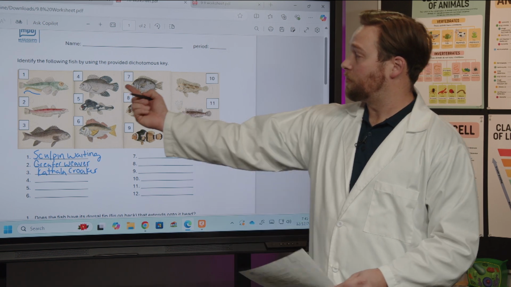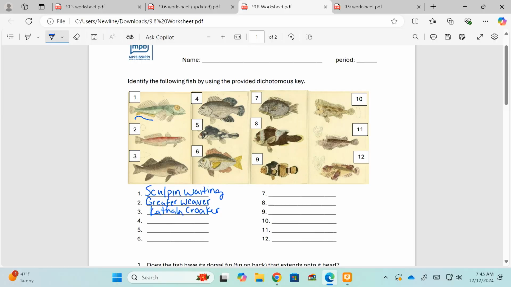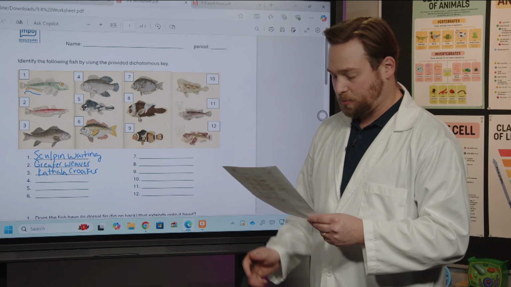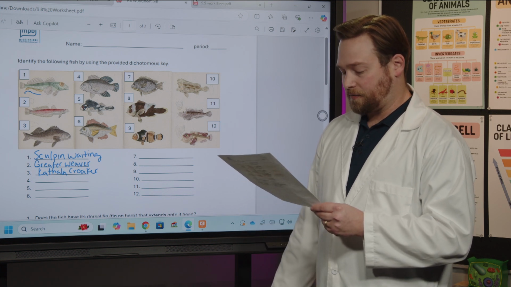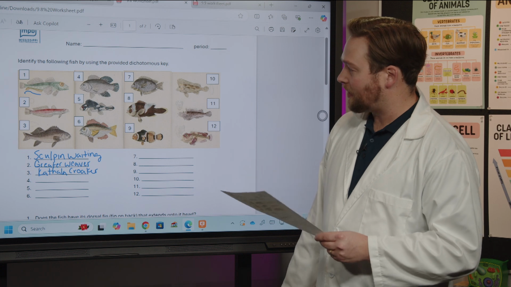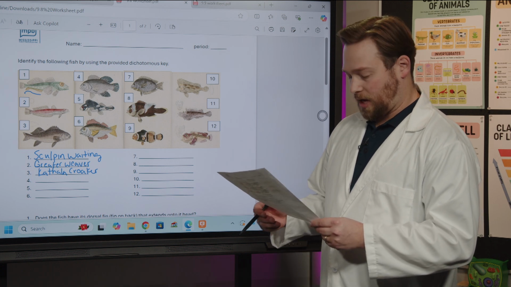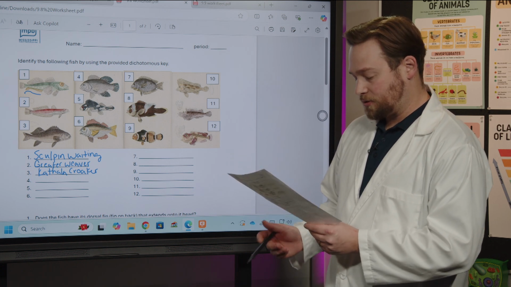Let's go to the next one here, number 4. Okay. Does the fish have its dorsal fin that extends onto its head? No. So we'll go to 2. Does the fish have yellow fins? No. So we'll go to 3. Does the fish have red stripe on its back? No. Go to 4. Okay, 4 says, does the fish have blue fins? Looking at this, it does look like it has blue fins. So we'll say yes for this, and it tells us to go to 5. Does the fish have gray splotches, or is it solid gray? Looking at it, it looks solid gray to me. So this is a sooty grunter.